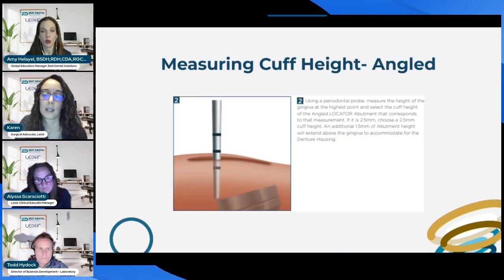As you see with our locator angled abutment, because those implants are angled, you're going to be doing the same technique, measuring that cuff height and ordering according to that deepest measurement.